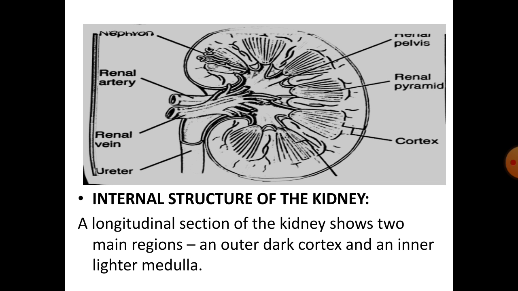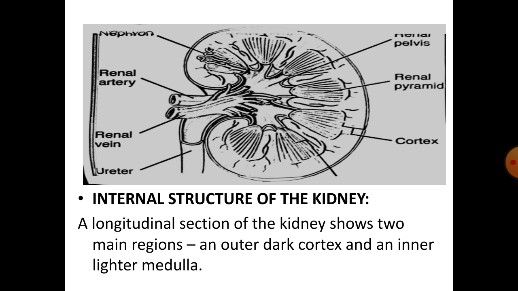Next is the internal structure of the kidney. Now, if you see the internal structure, you can see that the nephrons are shown here. The renal artery, renal vein, there is a ureter, then the renal pyramid, cortex, and renal pelvis.